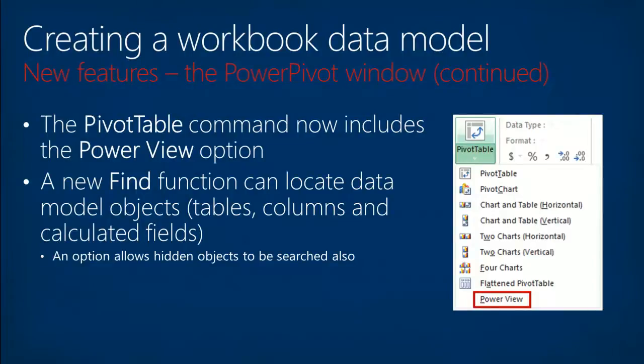There is a find functionality. So when you're looking for a column or a table or a calculated field, you can just find it by text. And there's the option to also search through hidden objects, which by default it will not do.